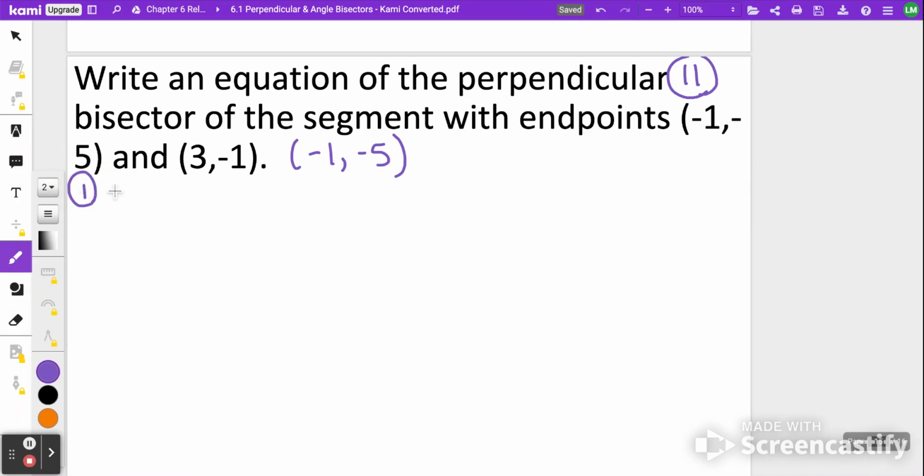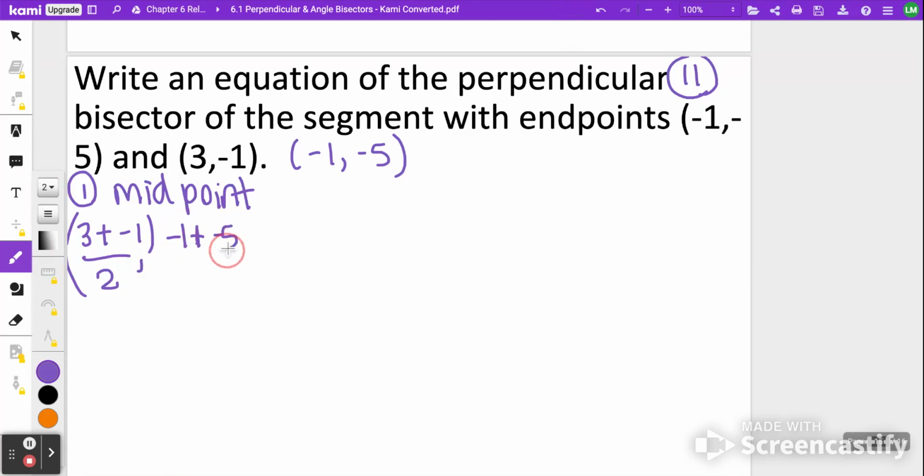All right, step 1, let's find that midpoint. So for the midpoint I'm taking my x's, 3 plus -1, dividing that by 2, and -1 plus -5, also dividing that by 2. 3 plus -1 is 2, 2 divided by 2 is 1. And then -1 plus -5 is -6. -6 divided by 2 is going to give me -3. So here is my midpoint.